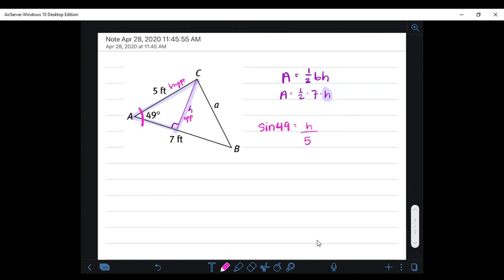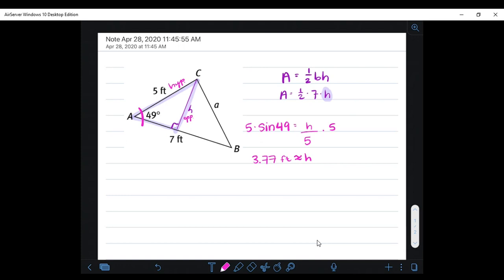So we know how to solve this. All we have to do is make sure that our calculator is in degree mode, and we're going to multiply both sides by 5 here, and we get that h is equal to 5 times the sine of 49 degrees, which you put in your calculator, and we get that it's, shouldn't say equal, it's approximately 3.77 feet.